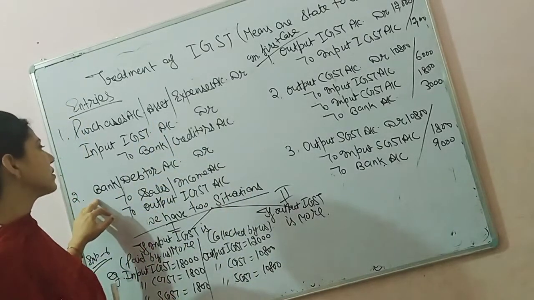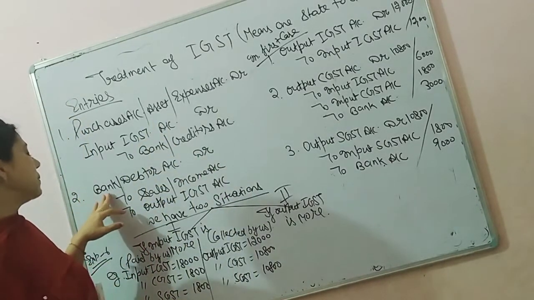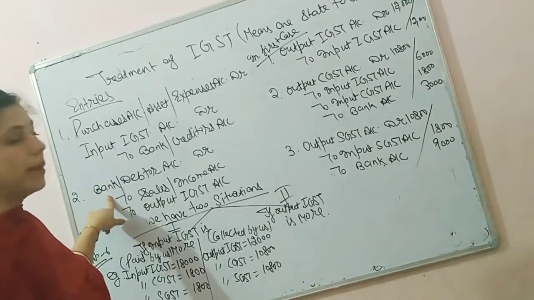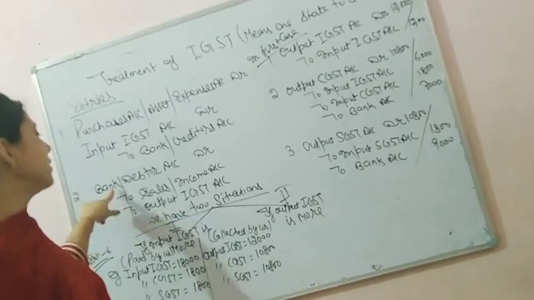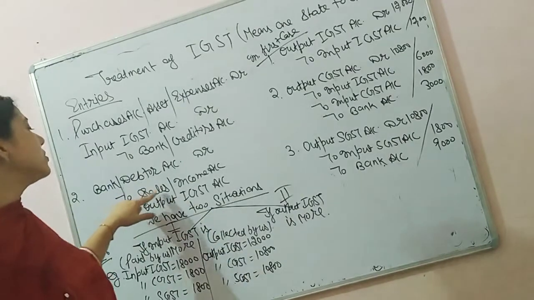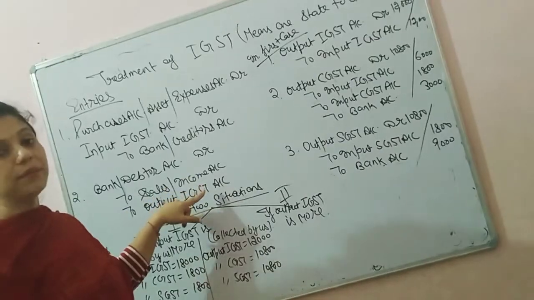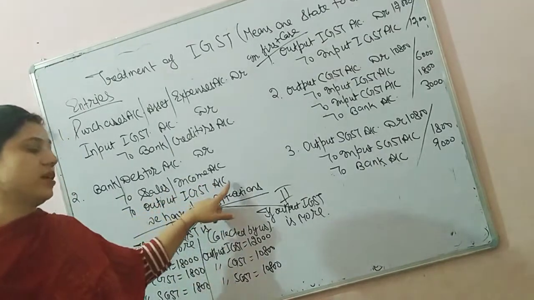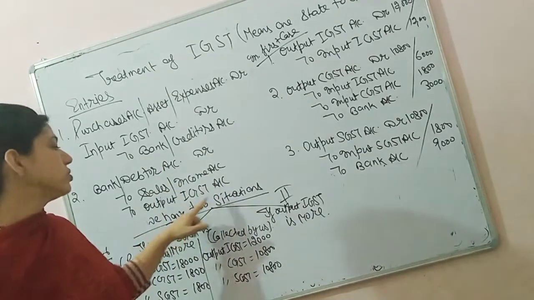Next, bank account debit when goods sold. So bank account debit if goods sold on cash. If goods sold on credit basis, then debtors account debit. To sales account, or if income is there, then to income account. To output IGST account.